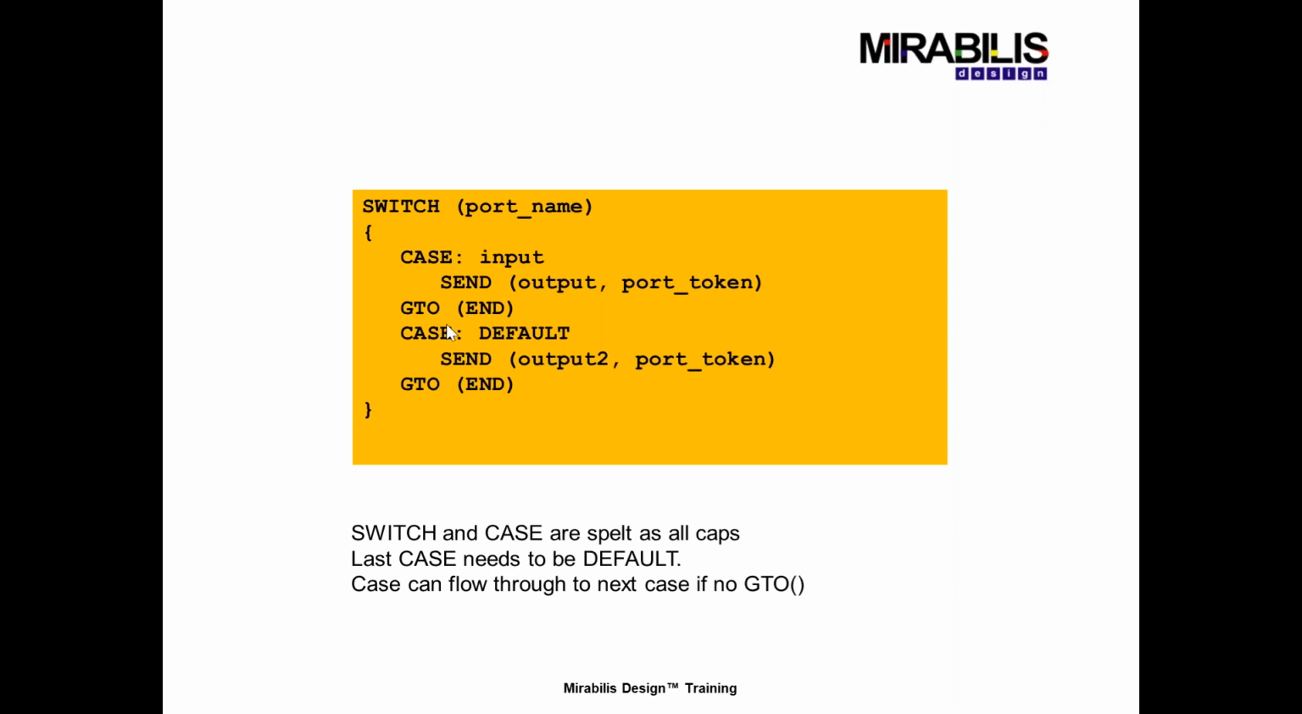Go to end means it'll just terminate, which means it comes out of the entire code itself. So it'll wait for the next data structure or port token to come in and then start at label begin. Now, default is the very last one. So if none of these match, it has to send it there. The last one always needs to be default. It's a requirement.